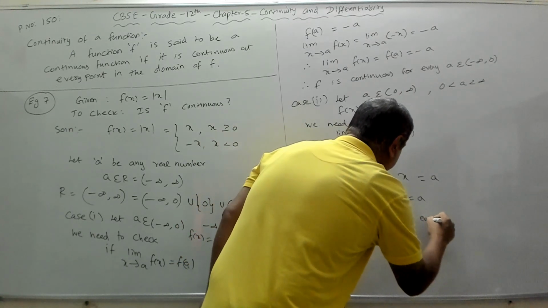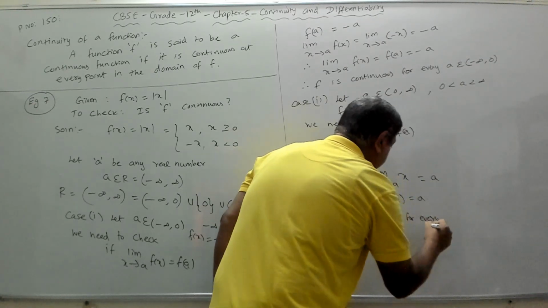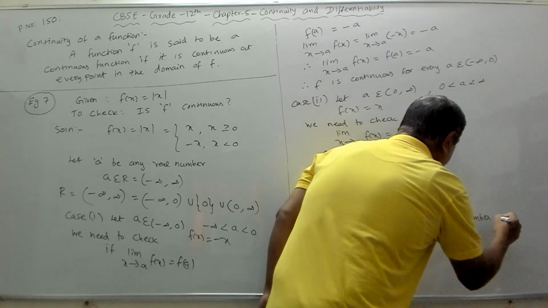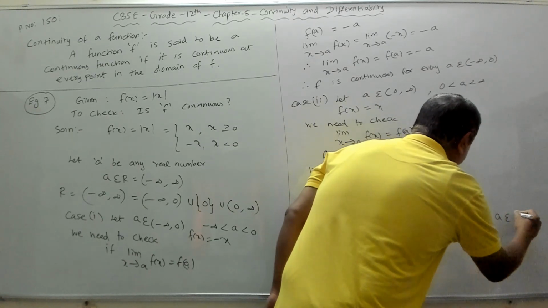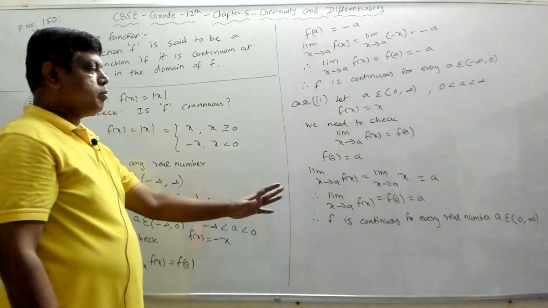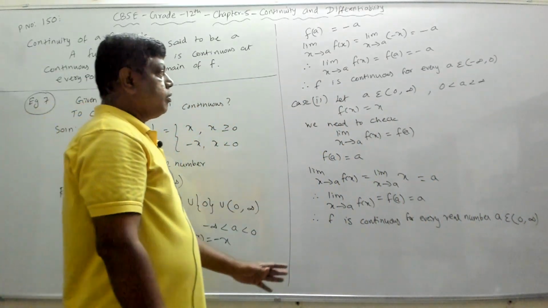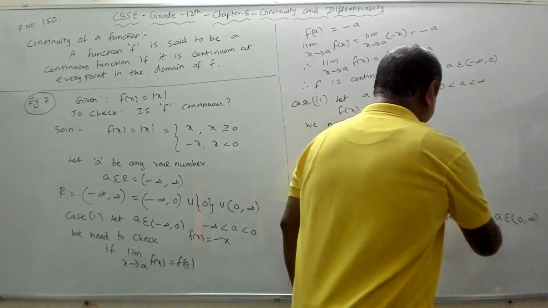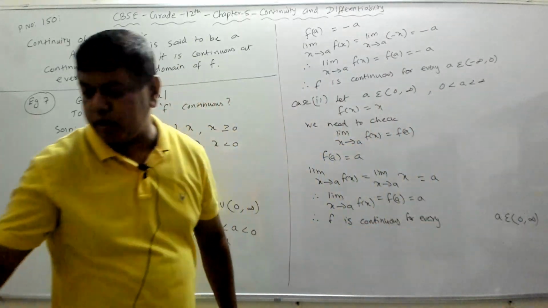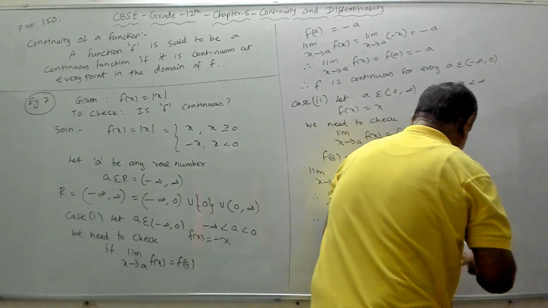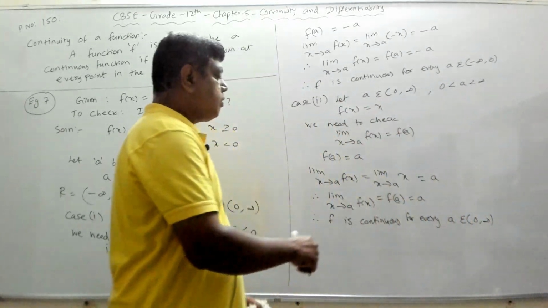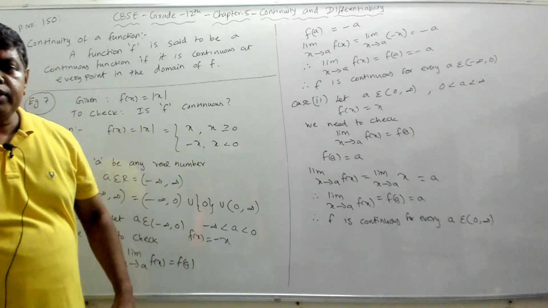for every real number a belonging to 0 to infinity. For every real number a belonging to, or we can say for every a, a real number is also fine, or a belongs to 0, infinity means it's a real number. So for every a belonging to 0 to infinity, which means for every positive real number, f is continuous.